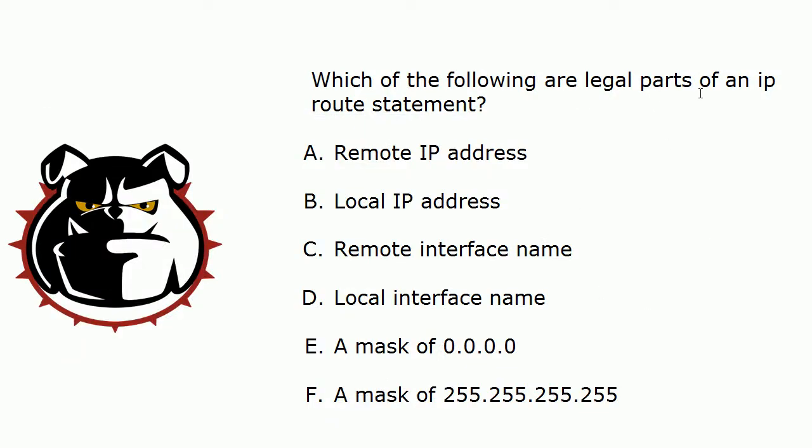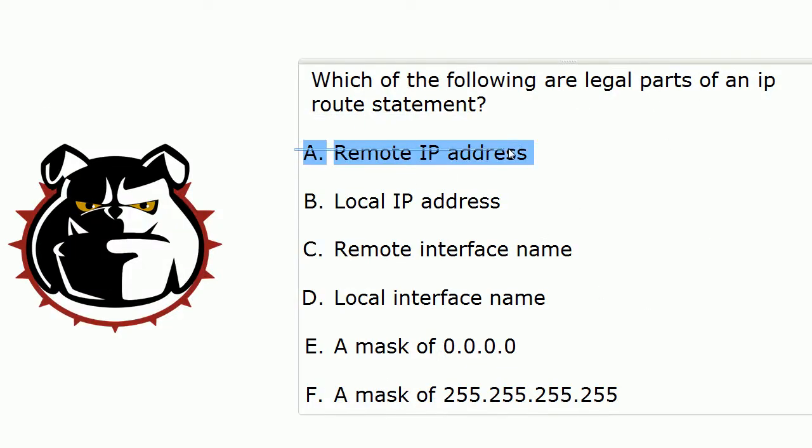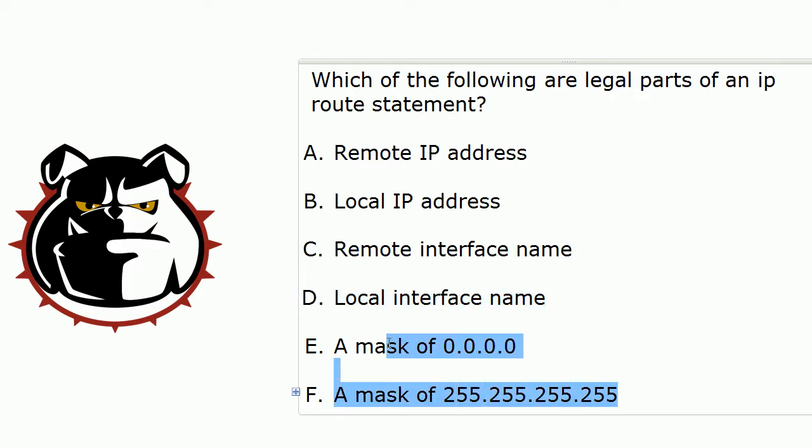So again, which are legal parts? The remote IP address, of course, that would be fine because that's going to be your next hop IP address. Your local IP address is not going to be legal. Remote interface name is not legal. Local interface name is, because you're specifying a local exit interface, and both of these masks are perfectly legal in an IP route statement.